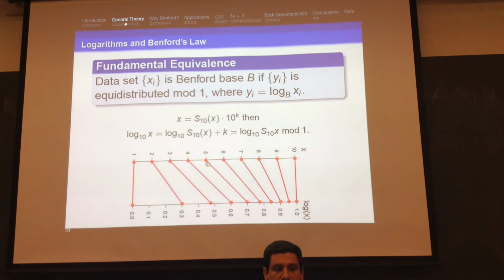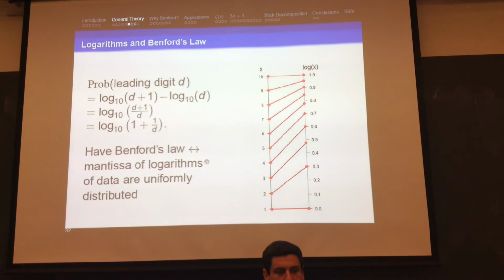If I want to have something with a leading digit of 5, it's a little bit easier to look at it like this. Let's say I want a leading digit of d. So I want to go from d to d plus 1. So I subtract the logarithms. Well, the difference of the logs is the log of the quotient. And that's where you get the log of d plus 1 over d, or the log of 1 plus 1 over d. As a nice check, if you add up all of these probabilities, you do get 1. And so this is Benford's law.